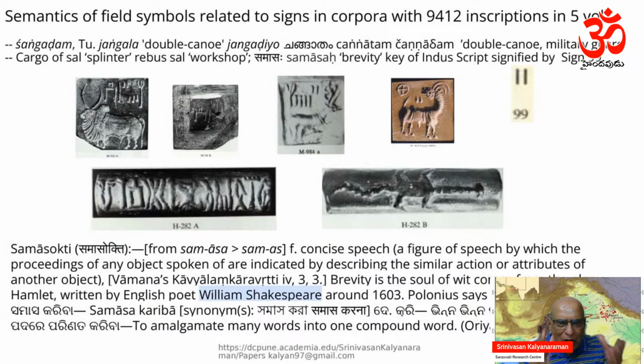So the wealth accounting ledger is documented. The same thing goes for the semantics of the field symbols related to science in the Indus Script Corpora, with 9,412 inscriptions in 5 volumes. All these 9,000 inscriptions are an accounting system related to metalwork, woodwork, and wealth-creating categories. But each of these signs, each of these symbols, field symbols, and text script can be read as I have indicated below.